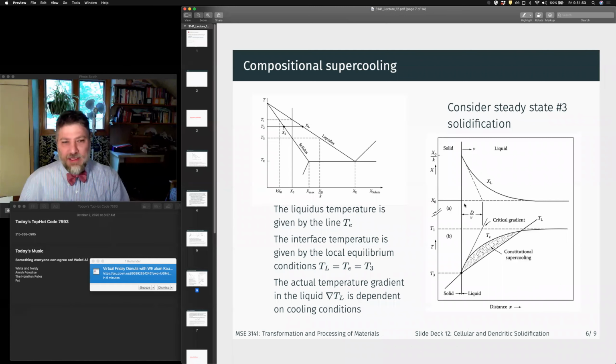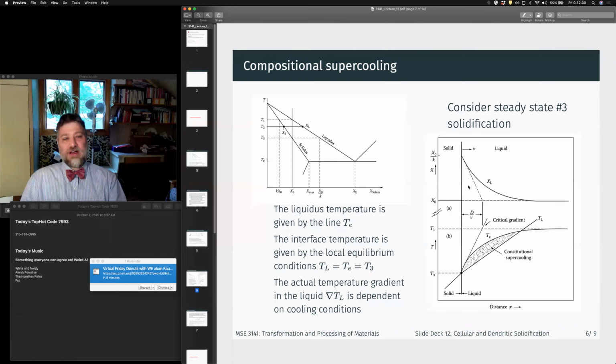Yes. Okay, so the origin of this composition gradient: solute piles up at the interface, good. So what happens to the equilibrium melting temperature as you increase your concentration? It decreases, right?